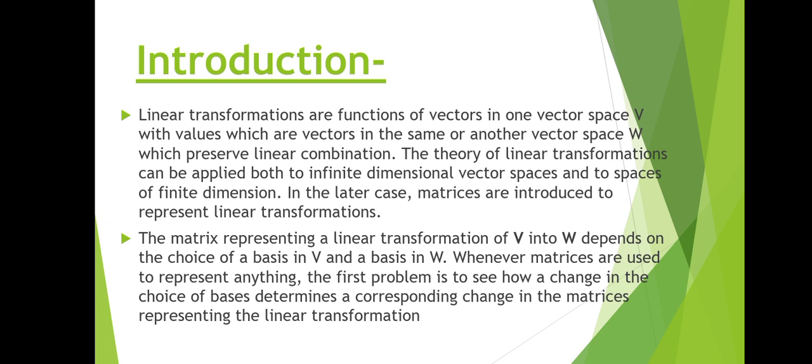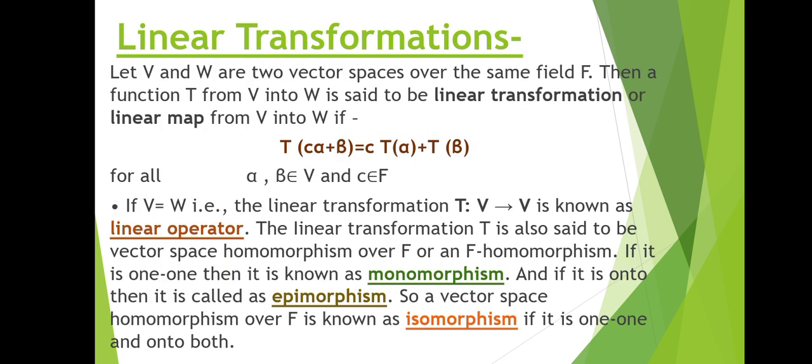Whenever matrices are used to represent anything, the first problem is to see how a change in the choice of the basis determines a corresponding change in the matrices representing the linear transformation. Now we start with the definition of the linear transformation. Let V and W be two vector spaces over the same field F.